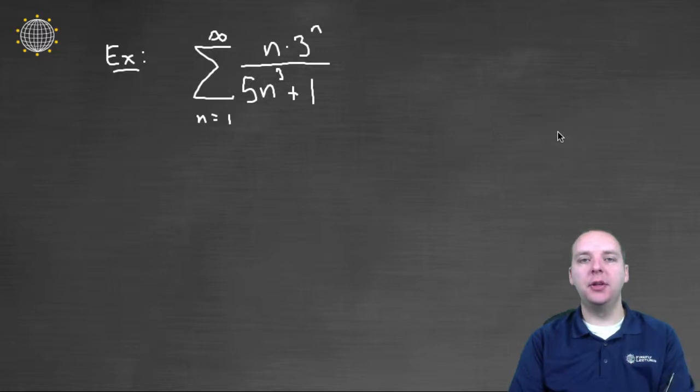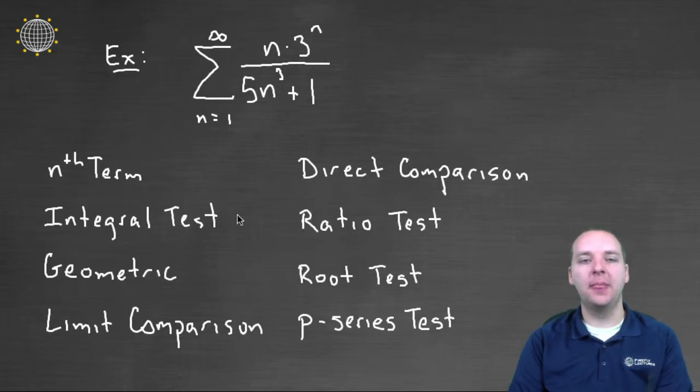Let's see if we can determine the convergence of this infinite series, n times 3 to the n divided by 5n cubed plus 1. Now this one's a mess. I mean, there's all sorts of terms. It clearly doesn't immediately look like any of our well-known types of series. So let's go through our list here and start ruling out some of the tests that would clearly not work.